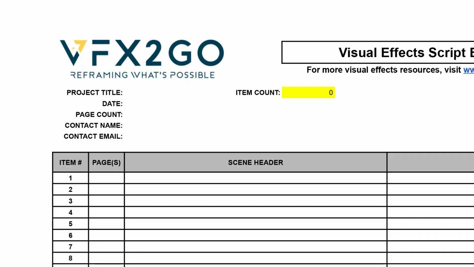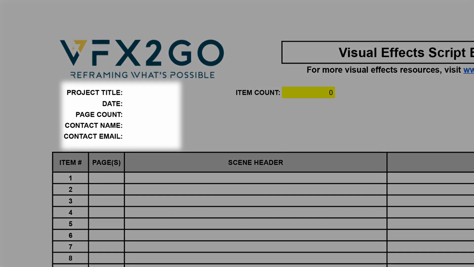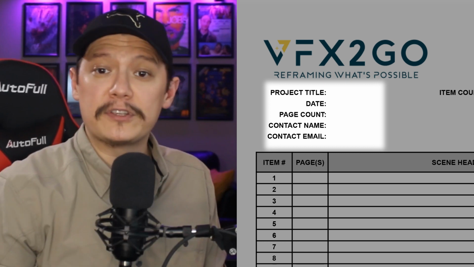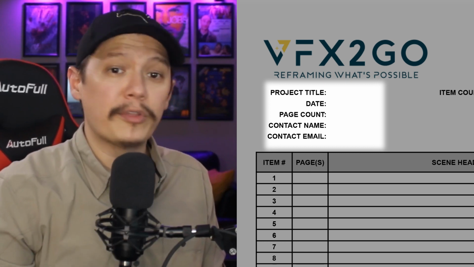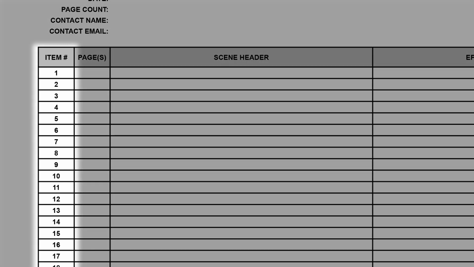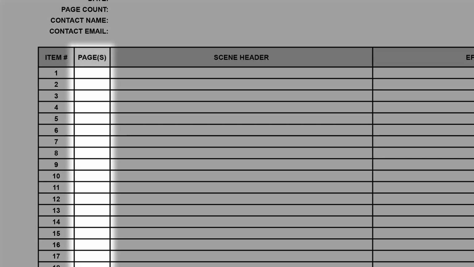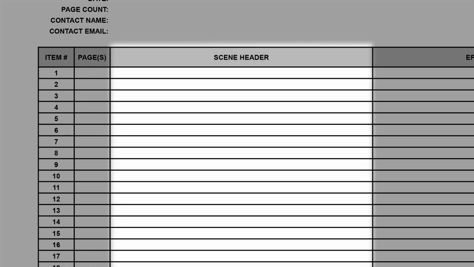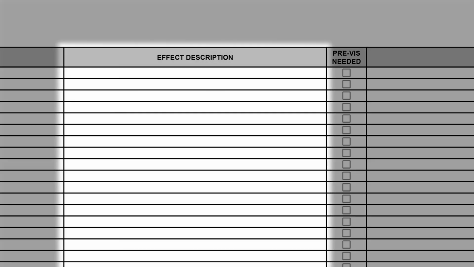First, let's open our spreadsheet. Right when we open it, you'll want to fill out the project title, date, and page count. If you're preparing this breakdown for someone else, this is where the preparer will include their name and contact email. From left to right, our columns include item number, for quick reference, pages. This is where to list the page or page range where the effect appears. Scene header is what scene we'll find the effect in. Effect description, the effect description as it appears in the screenplay.